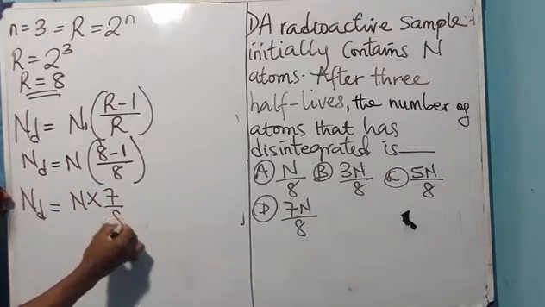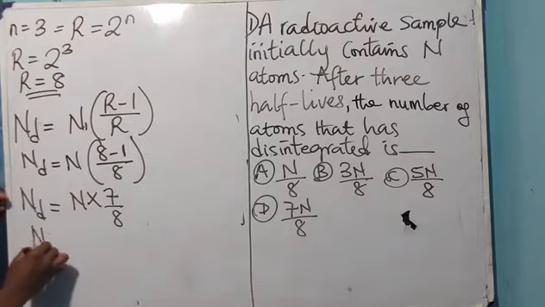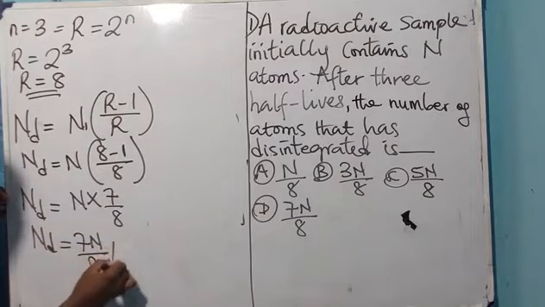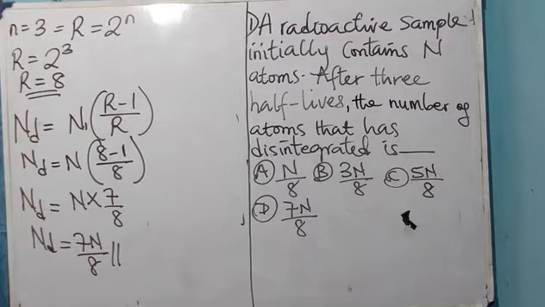You now have 8. It therefore means that N_D is equals 7N over 8. Therefore the answer is D. Just follow it step by step.